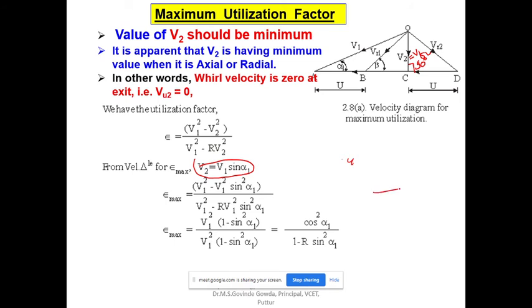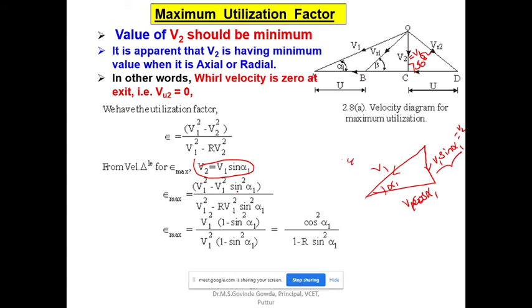Hello, I'm listening. Tell me. So this is V1. This is alpha 1. Now resolve this. So this becomes my V1 sin alpha 1. Correct? Yes, sir. And this is my V1 cos alpha 1. So what is this V1 sin alpha 1? V1 sin alpha 1 is equal to V2. So from that we are getting V2 equal to V1 sin alpha 1. Understanding this? Yes, sir.